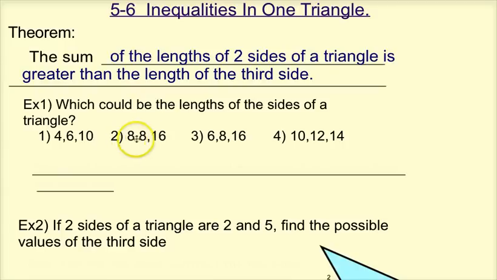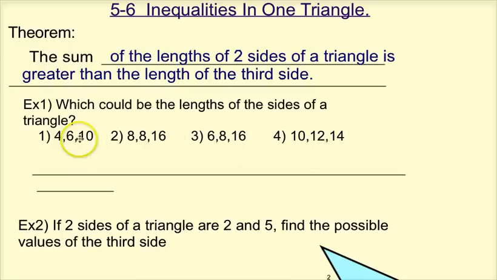Let's try the next one. 8 plus 8. Is 8 plus 8 greater than 16? No. 6 plus 8 is 14. Is that greater than 16? No. Is 10 plus 12, which is 22, greater than 14? Yes. So you want to circle choice 4. Choice 4 could be the lengths of the sides of a triangle. These other choices will not work.